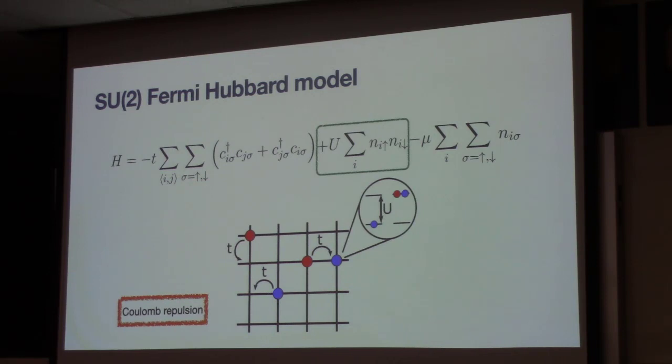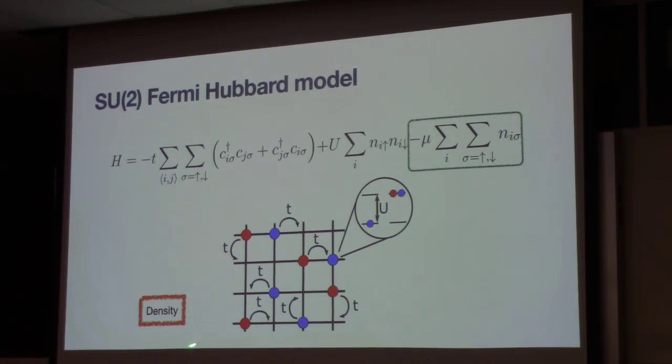Now, when we have two particles with different colors occupying the same site, so this red one hops here, that will raise the energy by an amount U. So this emulates the Coulomb repulsion. And finally, we can control the density of fermions by changing the chemical potential. So with this, we have the kinetic energy, we have the potential energy, and we can control the filling.